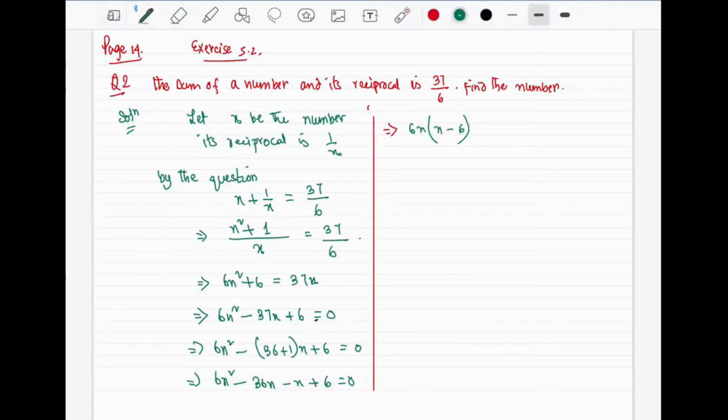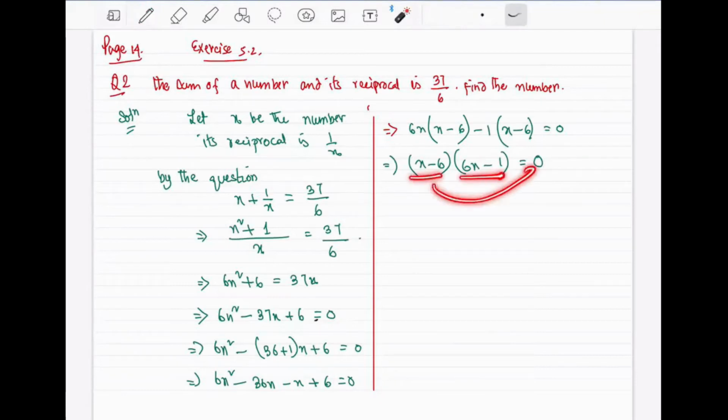Last two, 1 is the common factor, so minus 1. Change the sign inside. There is a common factor x minus 6 each. So here, x minus 6 from the first, 6x is remaining, and minus 1 is remaining. Okay, now put these two factors separately equal to 0. So we will say x minus 6 is equal to 0, or 6x minus 1 is equal to 0.